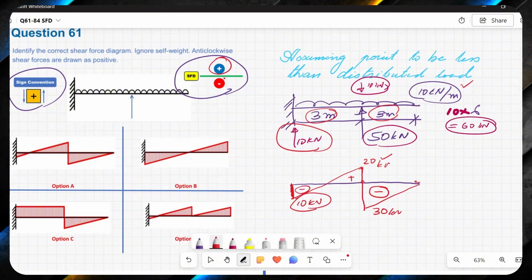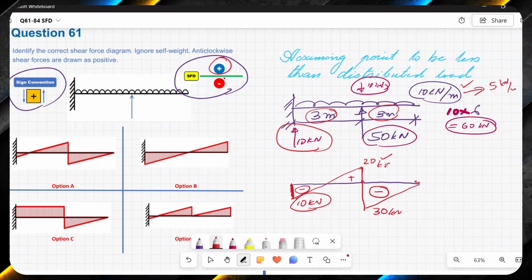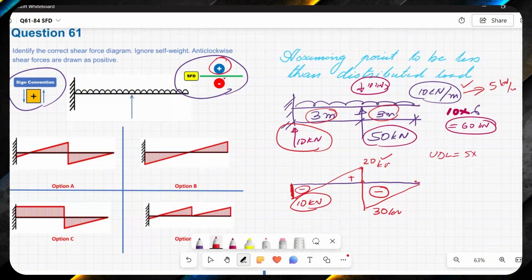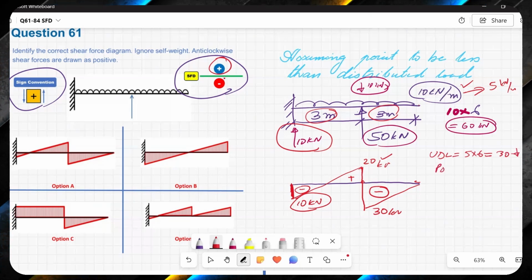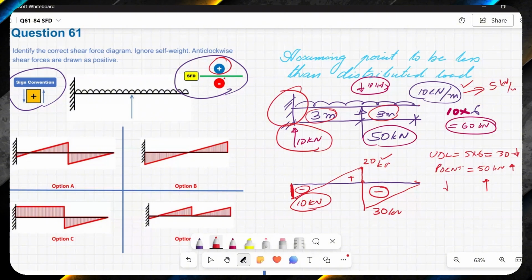Now how about if the point load was more than the distributed load? For example, if this was 5 kilonewton per meter, then the overall load will be 5 times 6. So the total UDL will be 5 times 6, which is 30, and this is downward, and the point load is equal to 50 kilonewton, which is upwards. So the resultant force will be an upward force. In that case we will have the reaction at the fixed end as downwards.